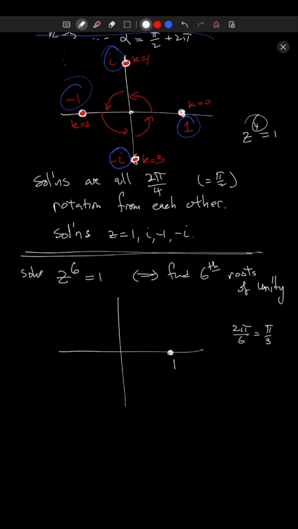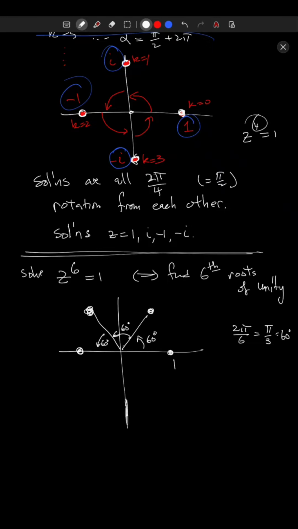Or another way to say this is 60 degrees. Every 60 degrees, I'm going to have another solution. So if I rotate 60 degrees, I'm going to get a second solution. If I rotate another 60 degrees, I'm going to get another solution. So this one would be at a total of 120 degrees. If I rotate another 60 degrees, I get another solution, and this one happens to be right there. Negative 1, because negative 1 to the 6 is also equal to 1.